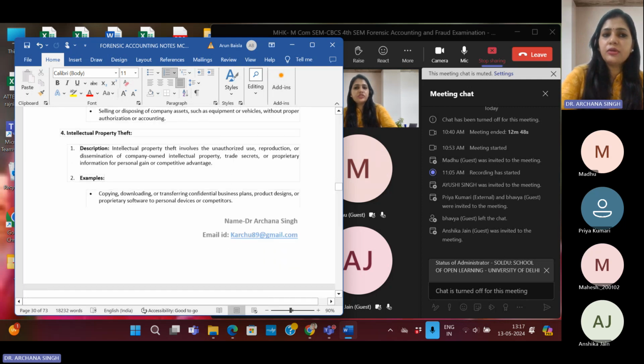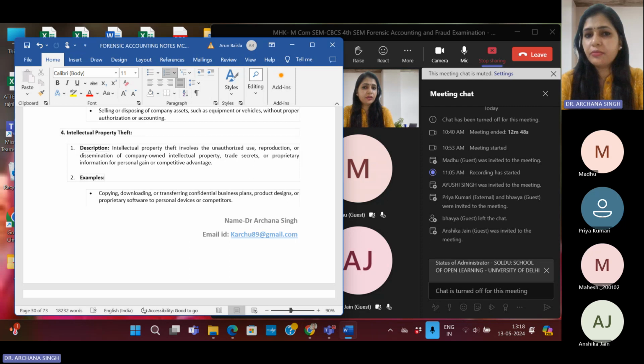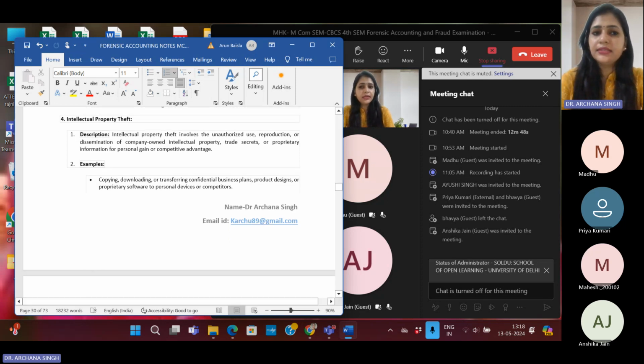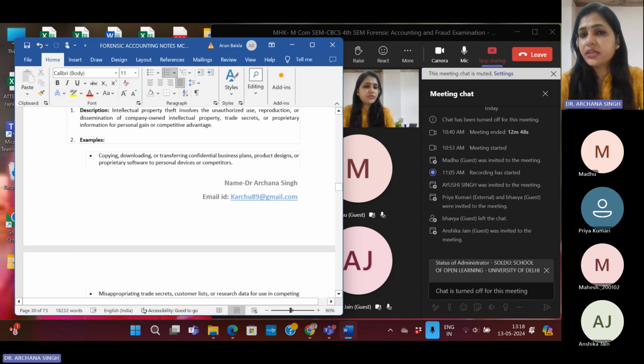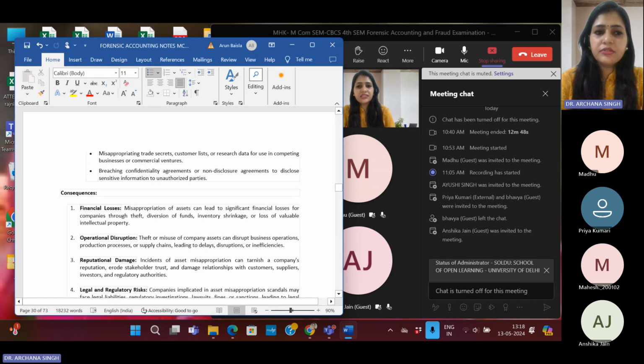Then intellectual property theft also they can do, which involves unauthorized use or reproduction of the company's intellectual property, trade secrets and information for their own personal gain, like copying, downloading and transferring confidential business plans, product designs, proprietary software to personal devices or computers. Now, these are some of the examples.